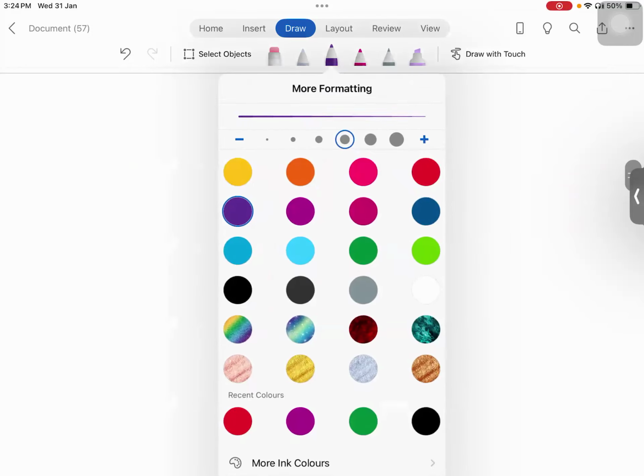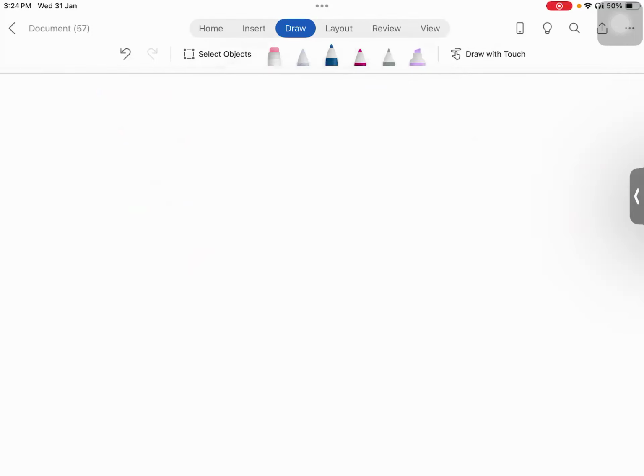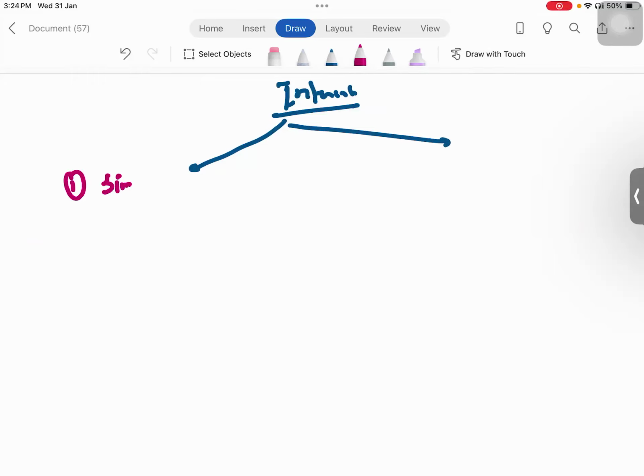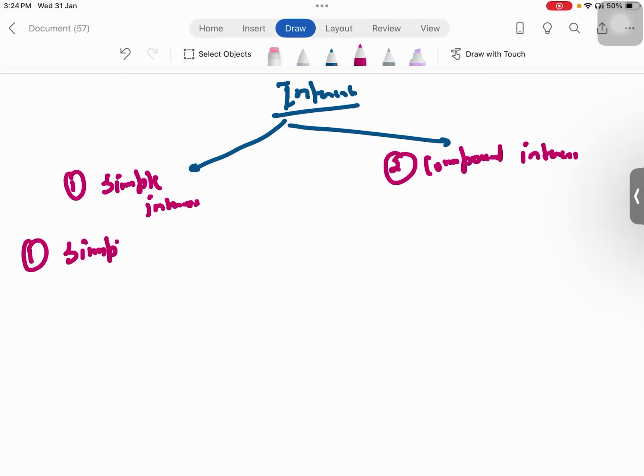So till now we have studied all these concepts of depreciation and cash flow. Now I'll be talking about interest. In interest, I'll be talking about two kinds of interest, and you must be knowing these things. One is simple interest, and the second one is compound interest. First, I'll be talking about the simple interest concept.